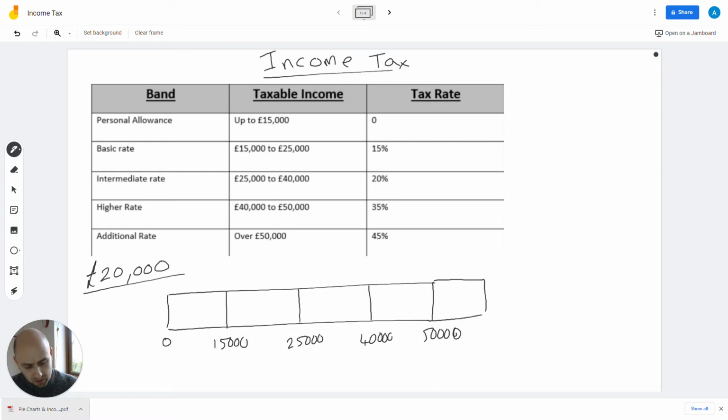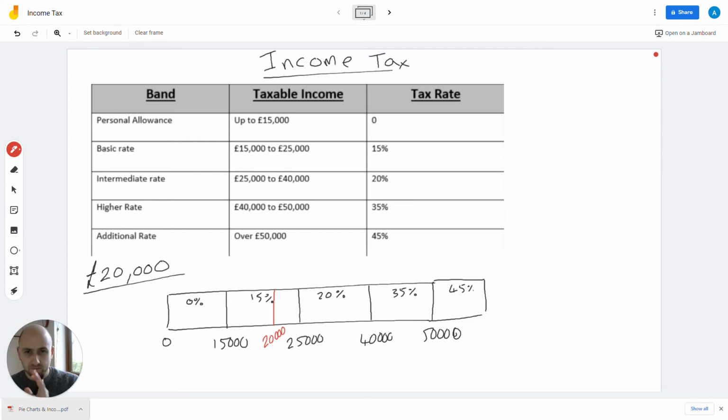Okay, and the tax rate is 0%, 15%, 20%, 35, and 45. Okay, so all I've done is taken that information and put it in a different format. And I do recommend you do that, because students eventually find this a lot easier. Okay, so what I'm going to do now is put that £20,000 into where it belongs in here. Okay, so it's going to be roughly here, isn't it?